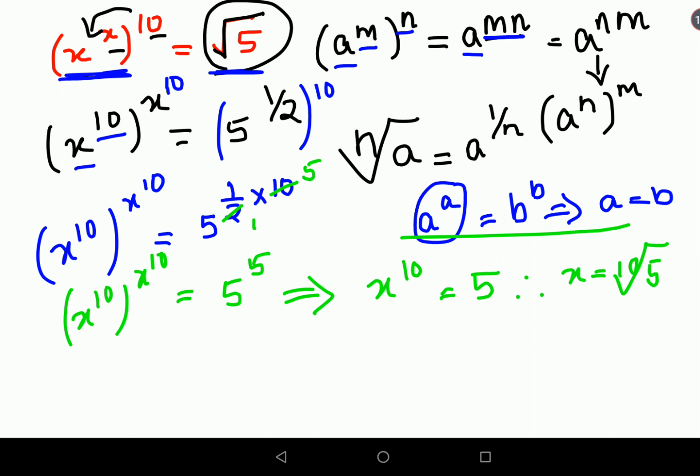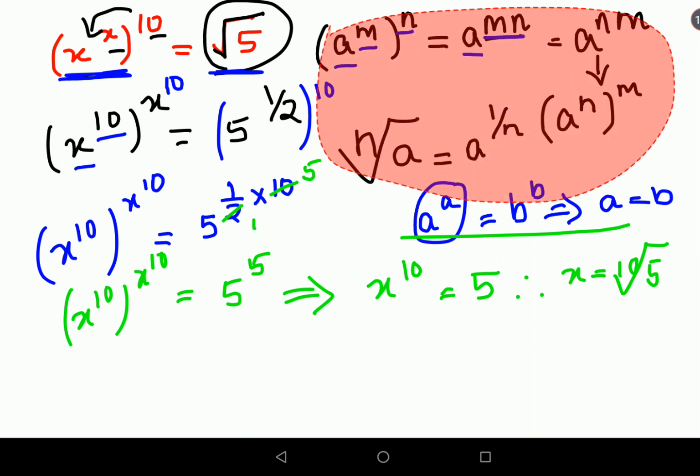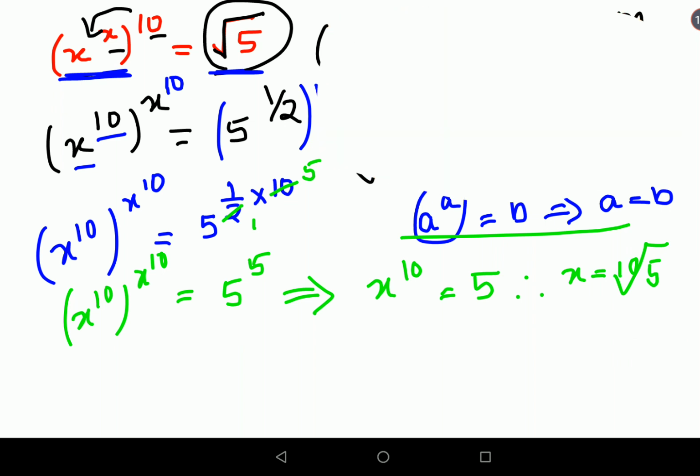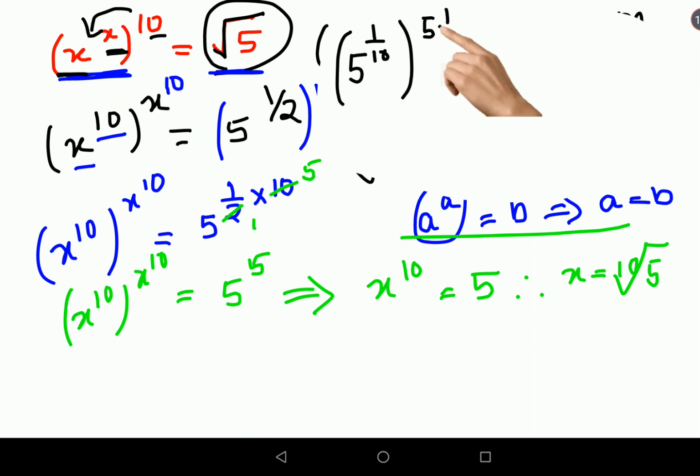Now for those who want to cross verify, let's try and do that over here itself. Let me just erase these parts. So now let's put this value of x into x raised to x, where x equals the 10th root of 5. Instead of the 10th root I'm going to write this as 5 raised to 1 upon 10, and then this is the x. So x will be again 5 raised to 1 upon 10 into 10.